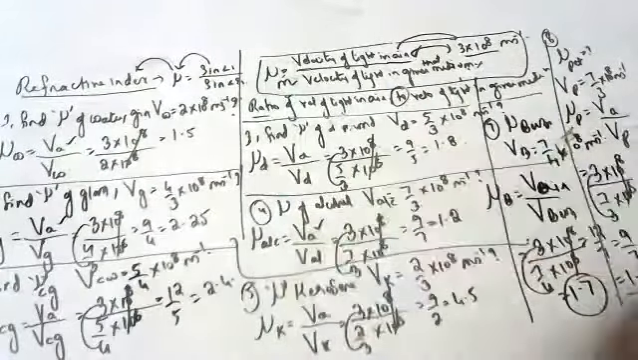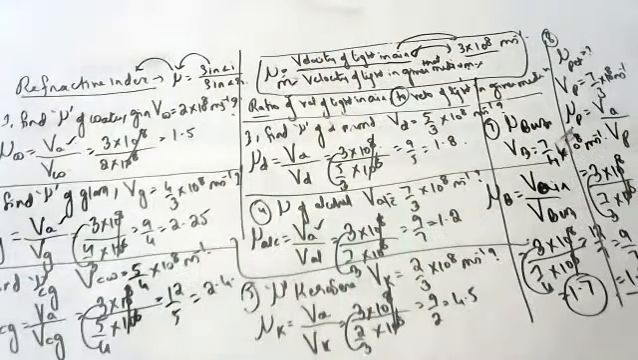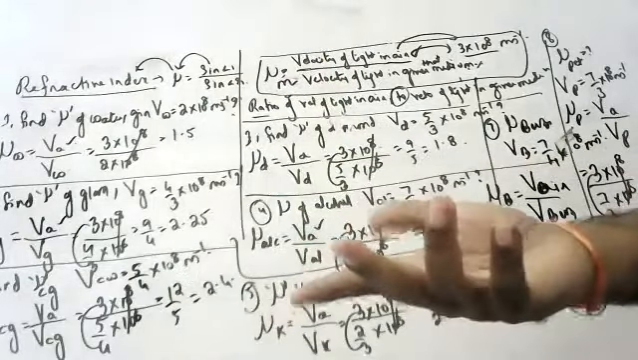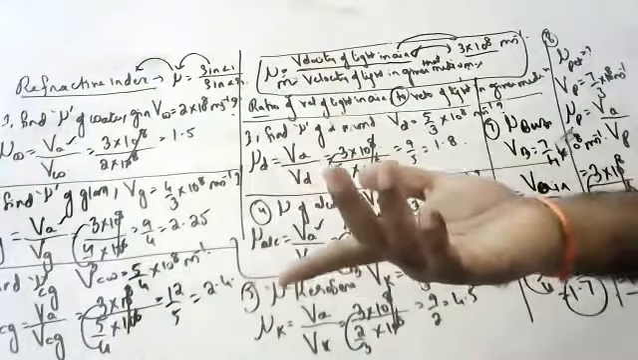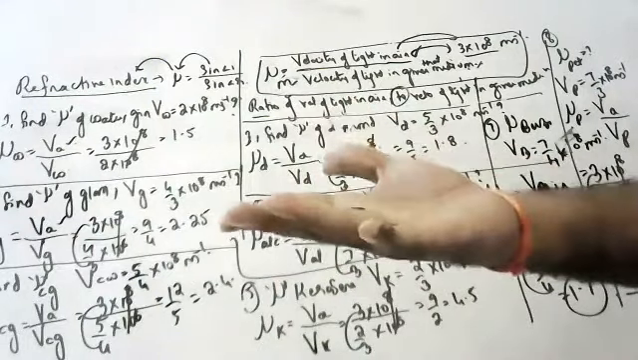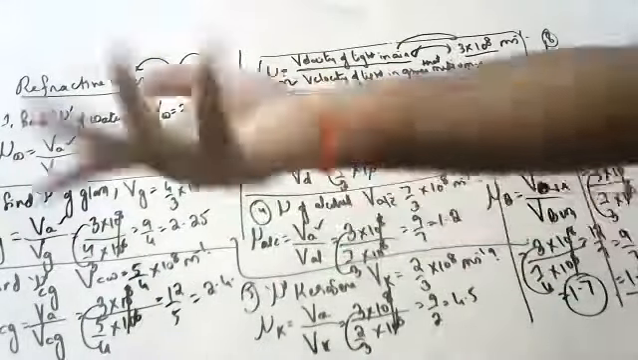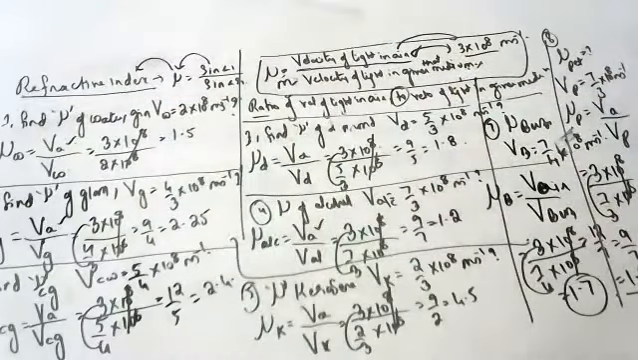Glass is there, diamond is there. Which is more dense, children? Glass or diamond? Diamond is the hardest substance on the earth. Diamond. So refractive index of diamond is more, like that, children. So like that you should understand, children.